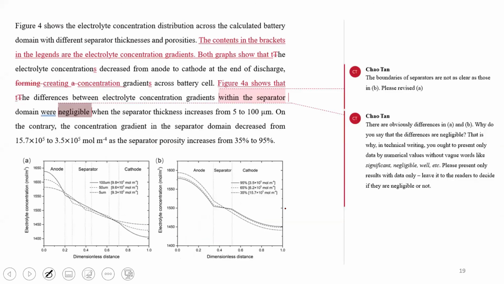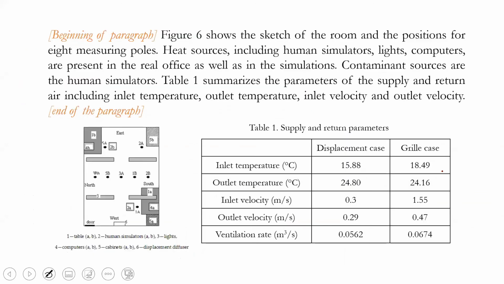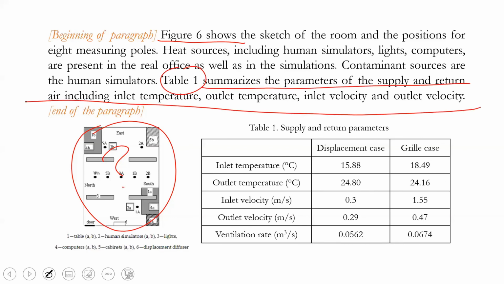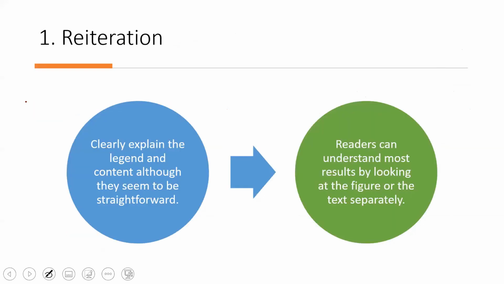Then I gave him the suggestion that in technical writing, you present the data without saying it was significant. You must present the data. Another typical mistake: "figure shows" without interpretation, right? Similar here, there's a table, you only have one line, there's no reiteration. Anyway, reiteration should be clear so people can understand you.